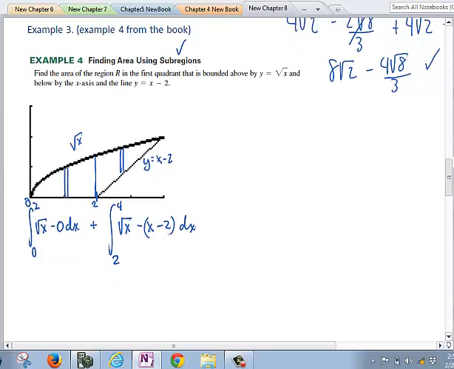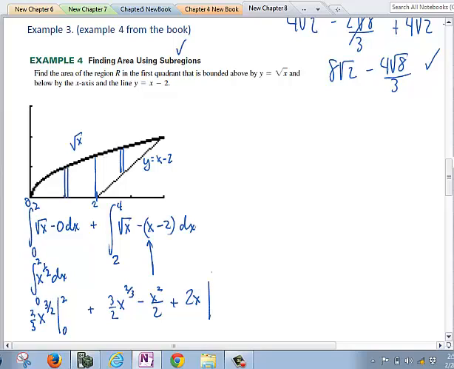So we work through the integration. Square root of x is x to the 1/2. We integrate that. We get x to the 3/2 times 2/3. We're going to evaluate it from 0 to 2. And the other one, we have x to the 3/2 times 2/3, the first part, minus x squared over 2 from that minus x, plus 2x. And we're going to evaluate that integral from 2 to 4.